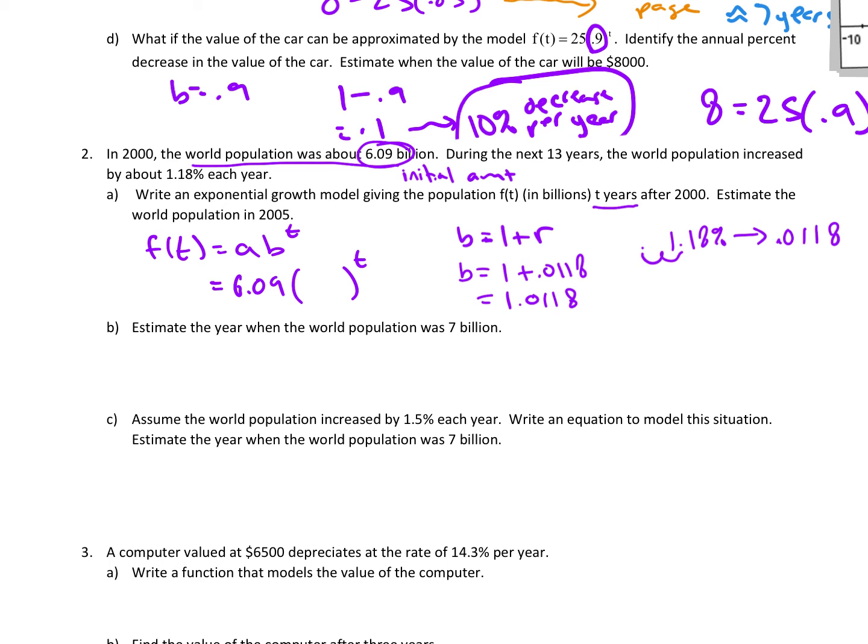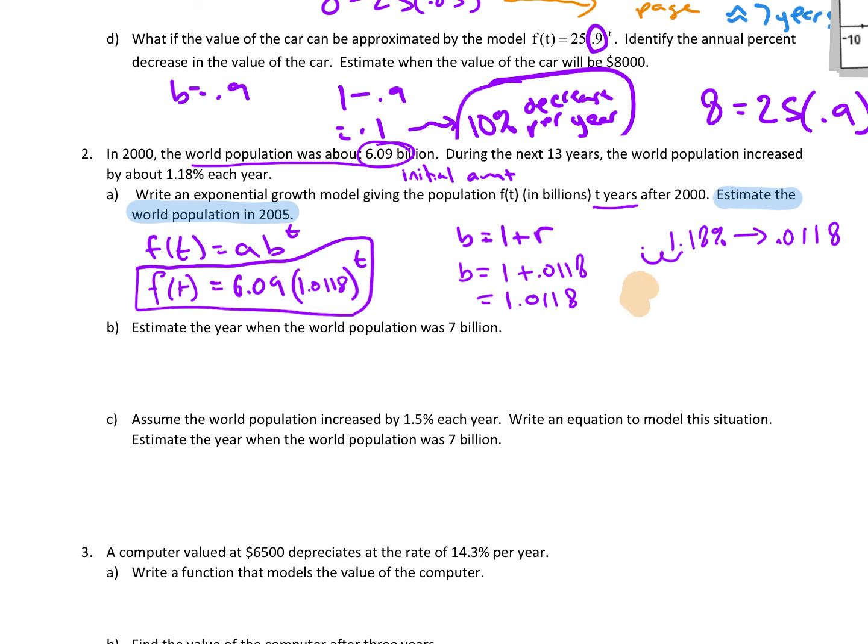And because, I mean, think about this. This is billions of people. So those decimals, we want to be as accurate as possible. So we got to keep all those decimals there. 1.0118 is my base there. And so there's my model, f of t. If I plug in t, that's going to estimate the population based on the number of years. So part 2 of that problem said estimate in 2005. Well, that's 5 years after 2000, so I'm going to plug in 5 for t.